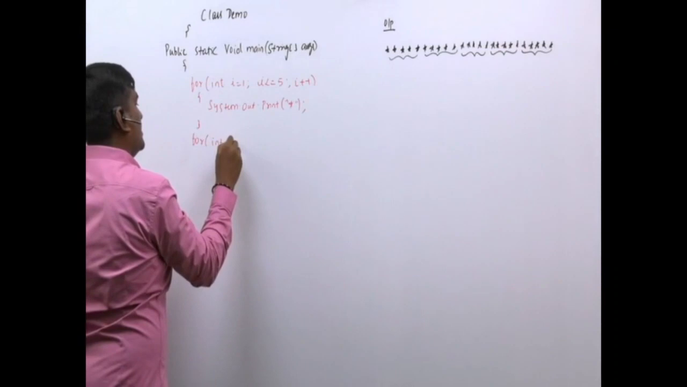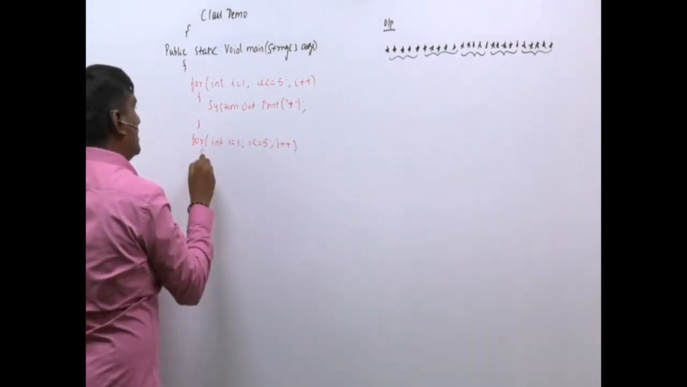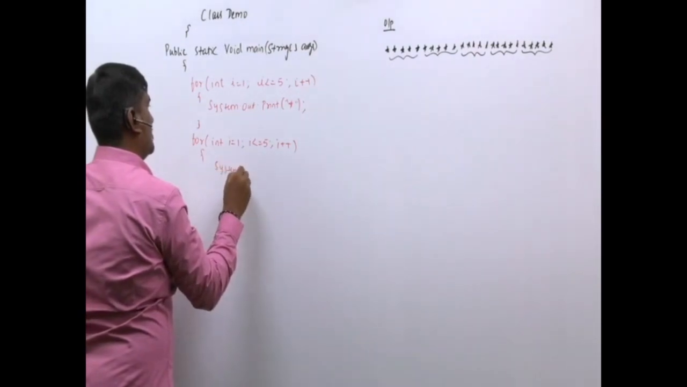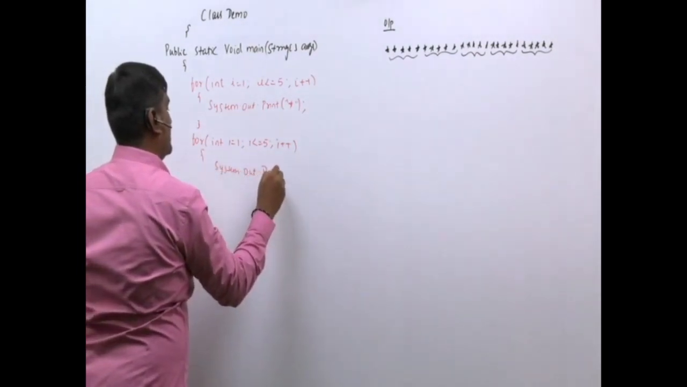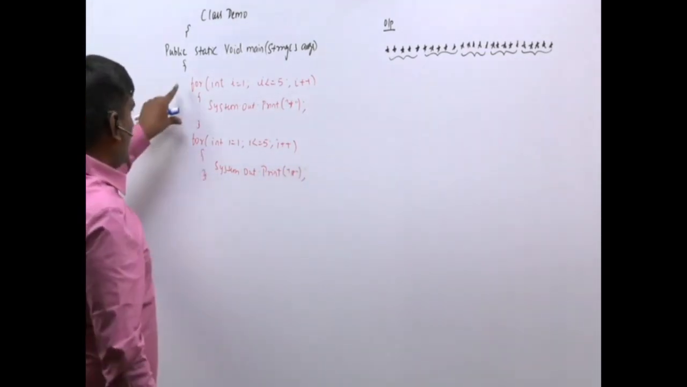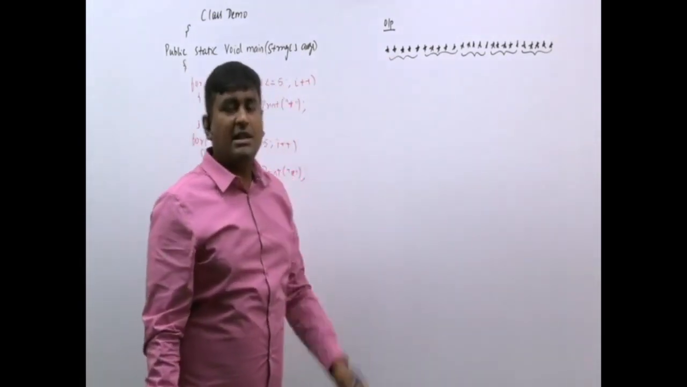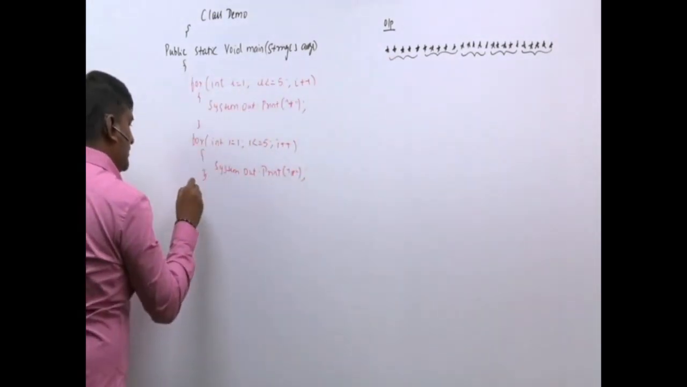For int i equal to 1, i less than or equal to 5, i plus plus. Inside this, system.out.print star, like this I will write. So this for loop will print this 5 stars. This for loop will print these 5 stars. Like that you want 5 times, right? 5 times I will be writing the for loop.